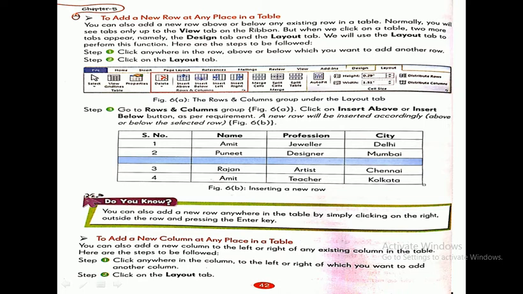Here are the steps to be followed. Now step number 1, click anywhere in the column to the left or right of which you want to add another column.